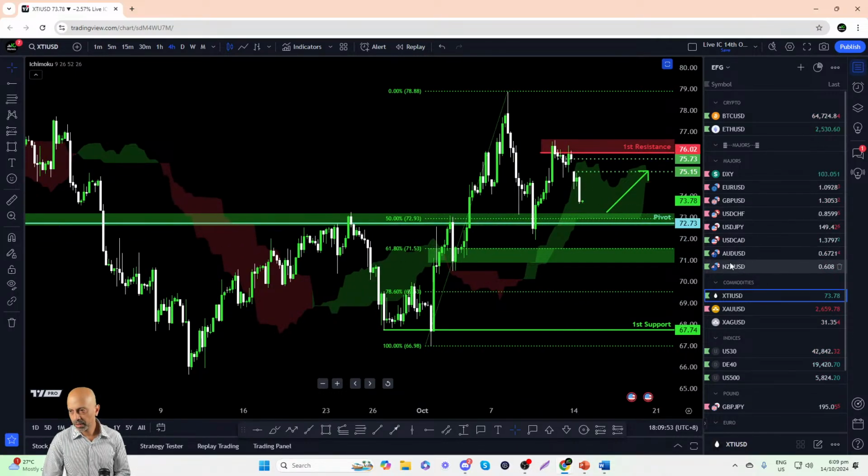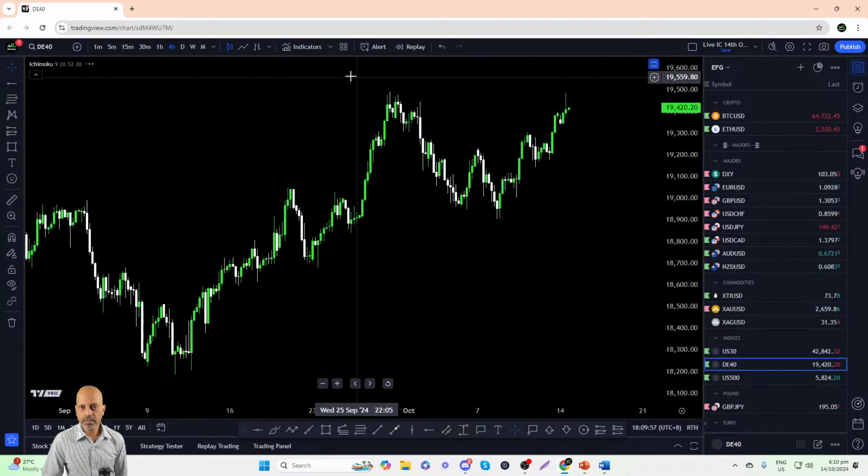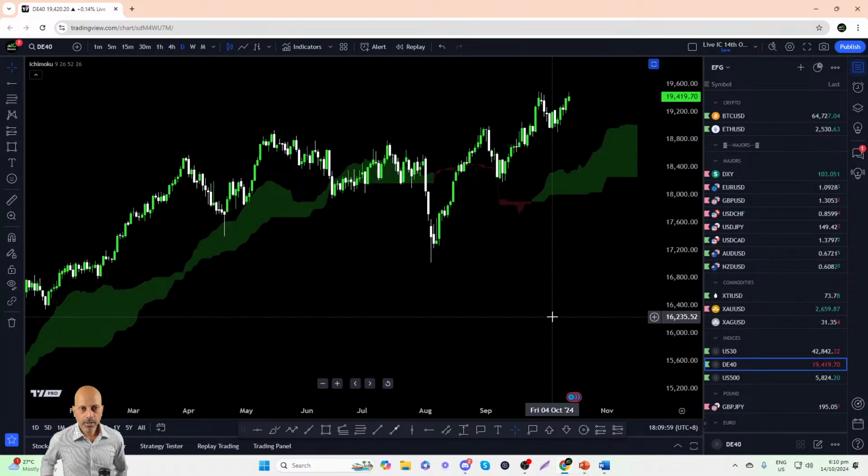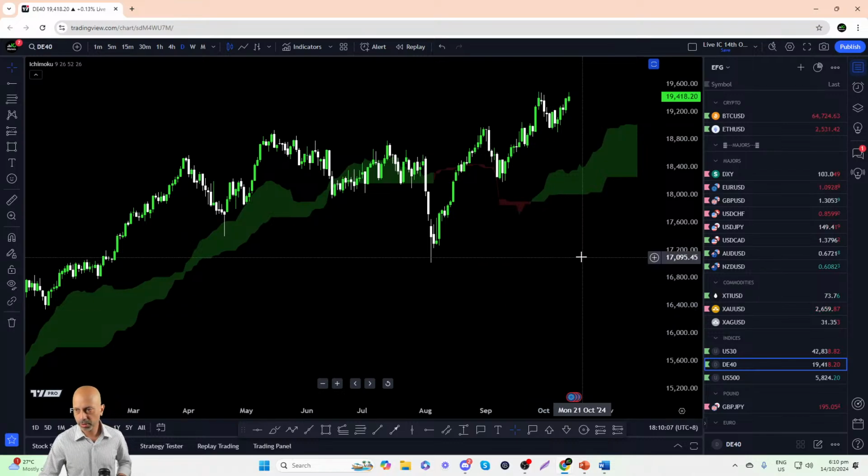Okay, so we've covered a few of the currency pairs, commodities. Let's take a look at the indices, starting with DE40. Right, DE40 is the instrument that tracks the DAX futures. Then we'll cover US 500. Then we'll take a look at Bitcoin as well.